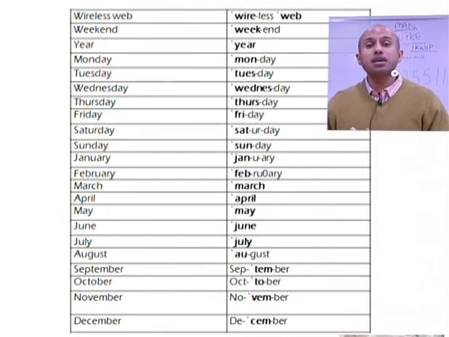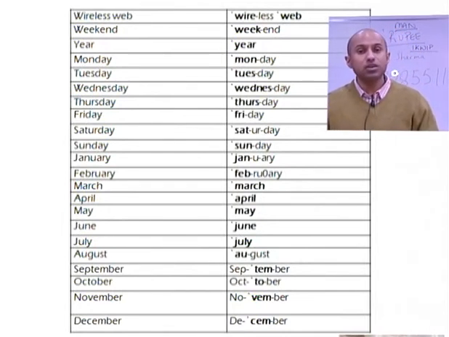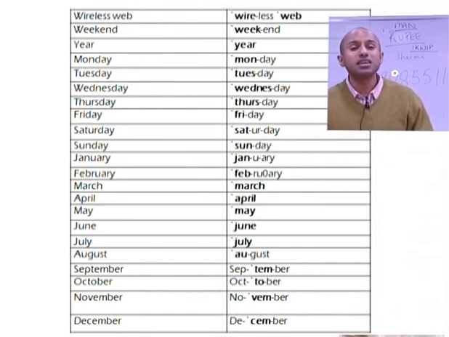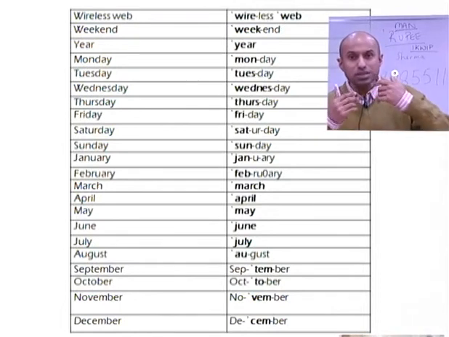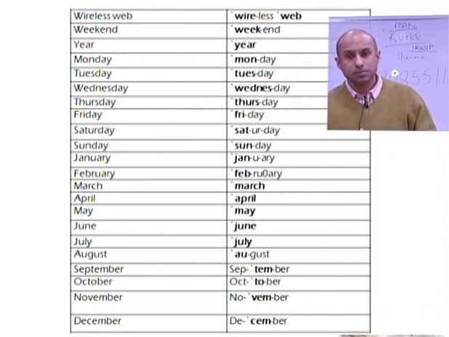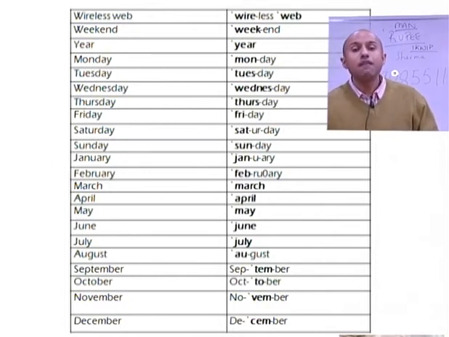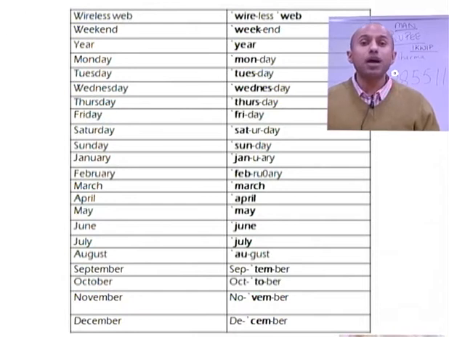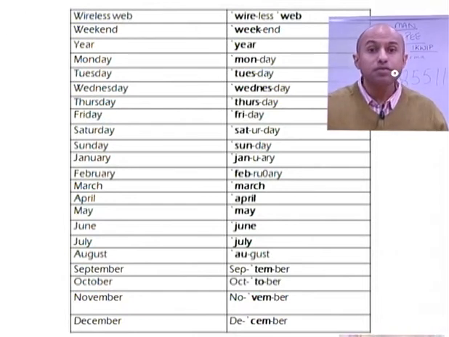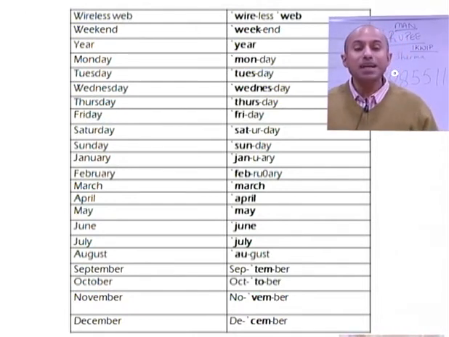Unvoiced Thursday. Not Thursday, not Thursday. It's Thursday. How did we say we are producing the th sound? Tongue between the teeth. Thursday. Thursday, yes. Friday. Then we have Saturday.